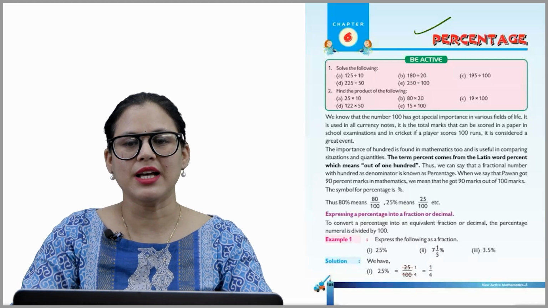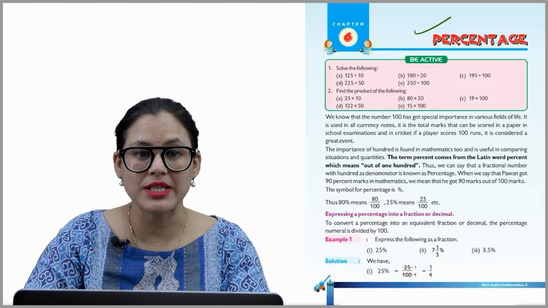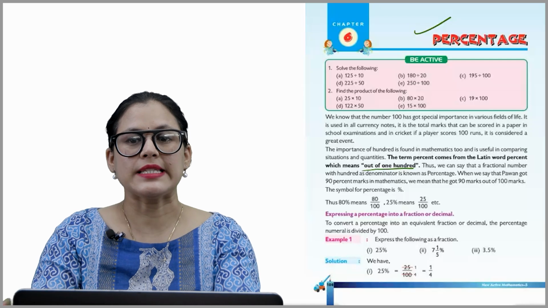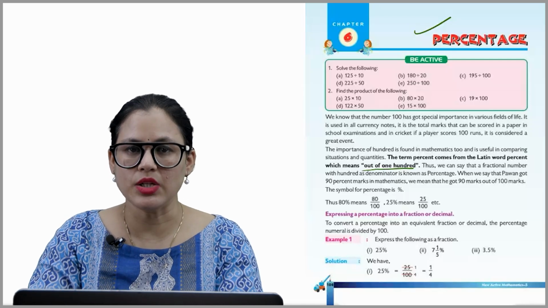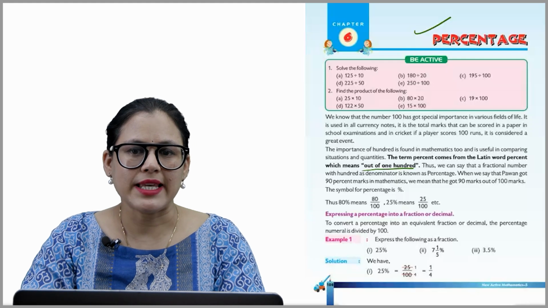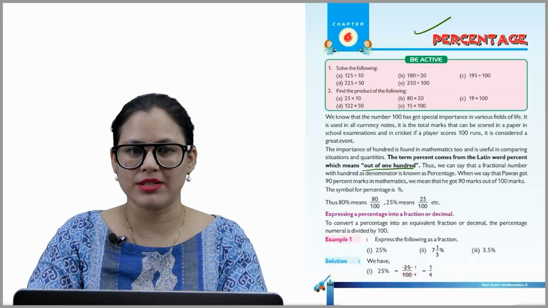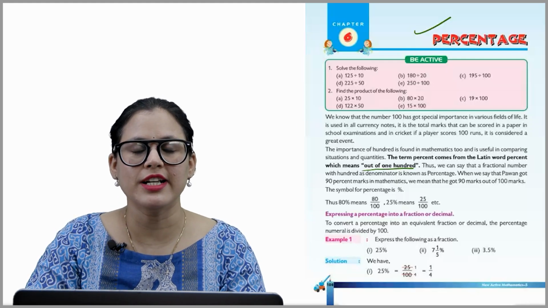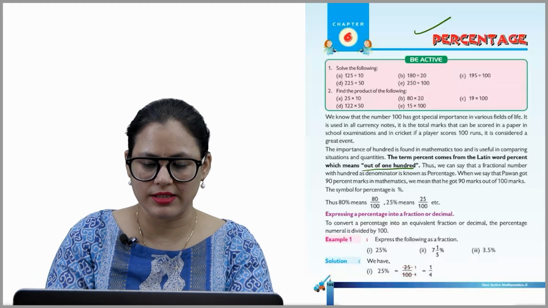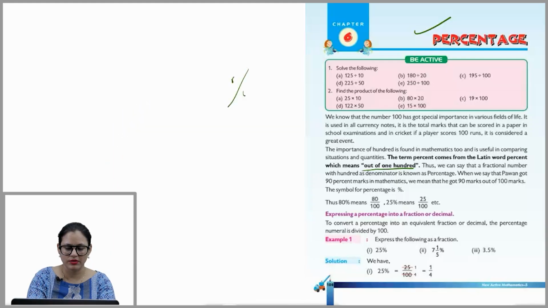The term percent comes from the Latin word percent, which means out of 100. Thus we can say that a fractional number with 100 as denominator is known as percentage. When we say that Pawan got 90% marks in mathematics, we mean that he got 90 marks out of 100 marks. The symbol of percentage is this, okay? Percentage, symbol of percentage. This 80% means 80 by 100. 25% means 25 by 100, okay?